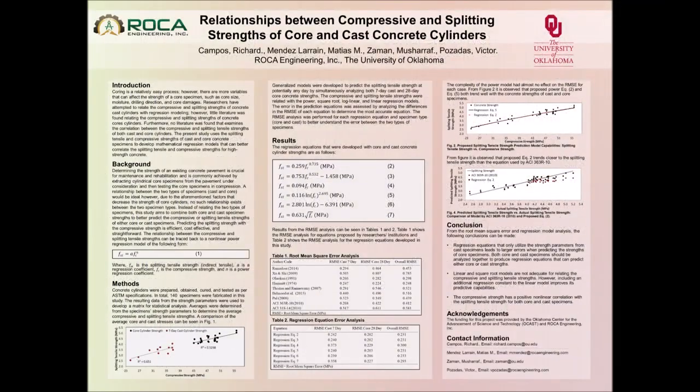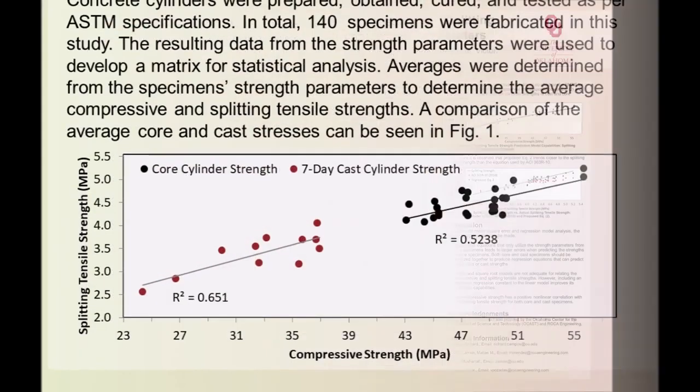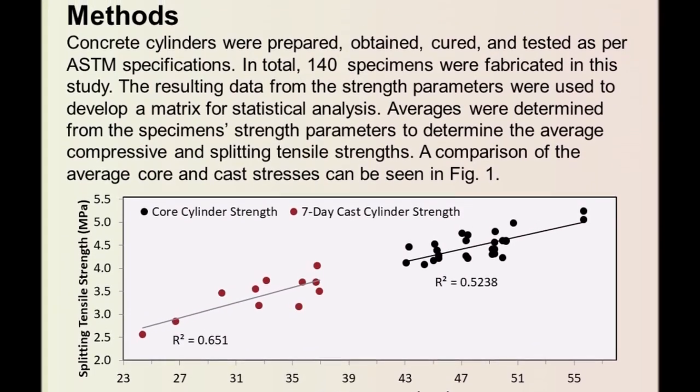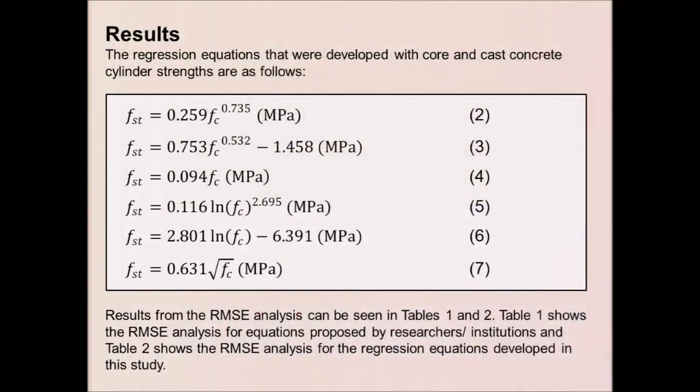In total, 140 specimens were tested in this study. The average compressive and splitting tensile stresses were then calculated for both core and cast specimens. A comparison can be seen here. The compressive and splitting tensile strengths were related with the power, square root, log linear, and linear regression models.